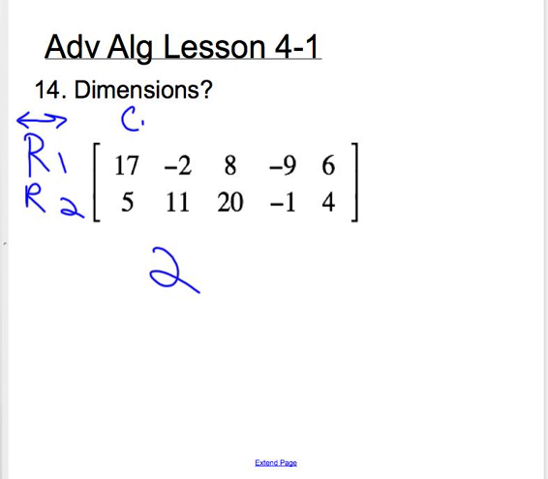Columns go from top to bottom. So there are 5 columns in this matrix. So the dimensions are 2 by 5. 2 rows, 5 columns.